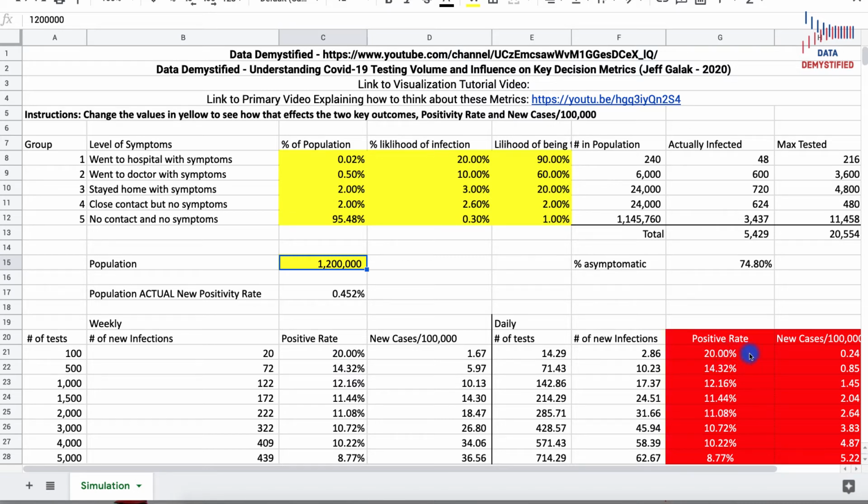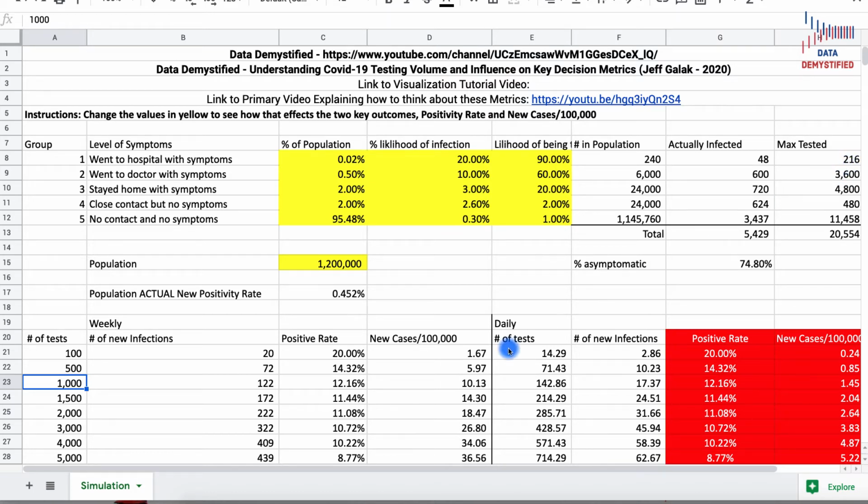We also see that the cases per 100,000 is going to be 0.24, and that's just computing the number of people that are infected divided by the total population times 100,000. That's how you get this value. As we test more people, we go into these other groups. So if we run 1,000 tests, the first 216 are going to go to this group, and the remaining of the 1,000 are going to go to this group.